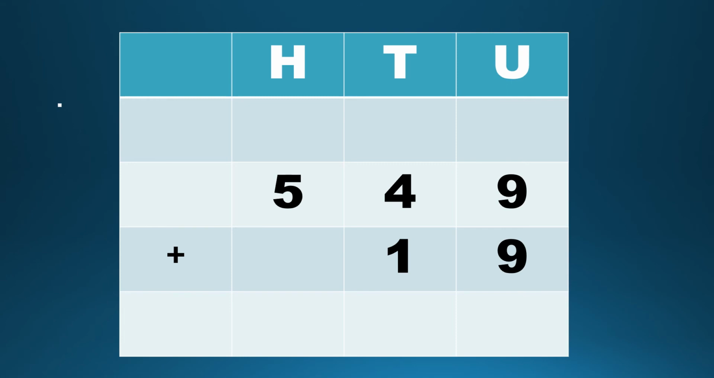Let us now add 549 plus 19. So we have 9 plus 9. The answer is 18. So we write 8 in the units place and carry over the 10 to the tens place. 4 plus 1 plus the carryover. The answer is 6. Now there is nothing that can be added in the hundreds place because there is only one single digit. So 5 plus nothing is 5. So the answer is 568.